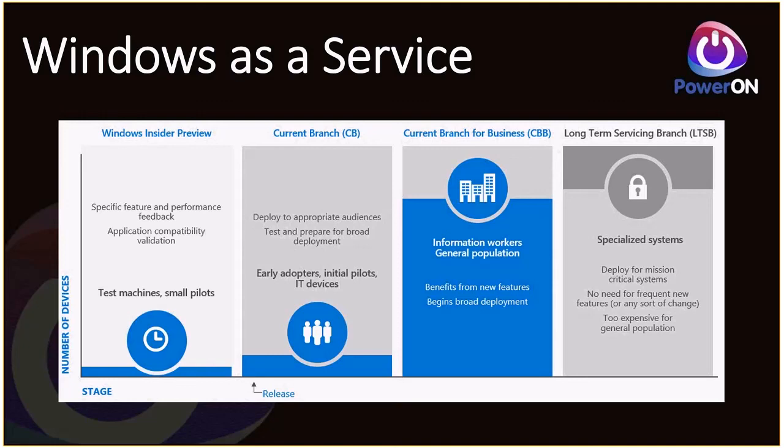So basically, if it's got Office installed on it, then it's more of an information worker device, so probably not a specialized system. And really, the intention would be that would go under the current branch for business build. So if you've got specialized systems where you don't want any change to happen to them over a long period of time, in terms of feature updates or security updates, it would be the long-term servicing branch. So this would really be a small subset of machines in the organization.